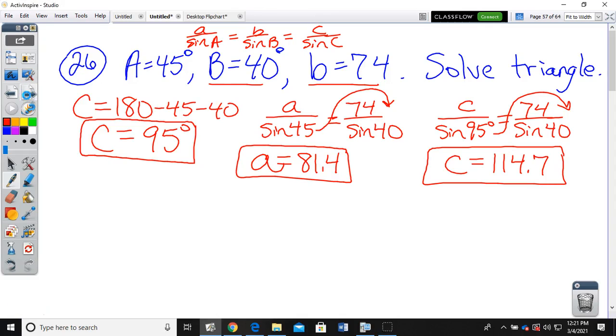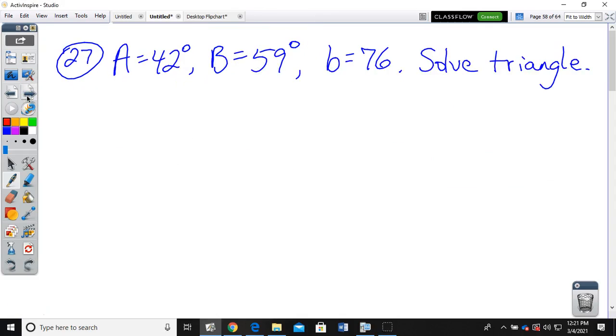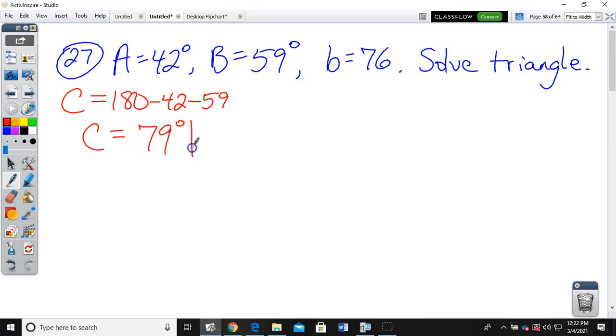27, same type problem. It even gave us the same information, just different numbers. So you work it exactly the same. I'm going to find what first? Angle C would be 180 minus 42 minus 59. That is, let's see here, that'd be 101. So 180 minus 101, 79 degrees.